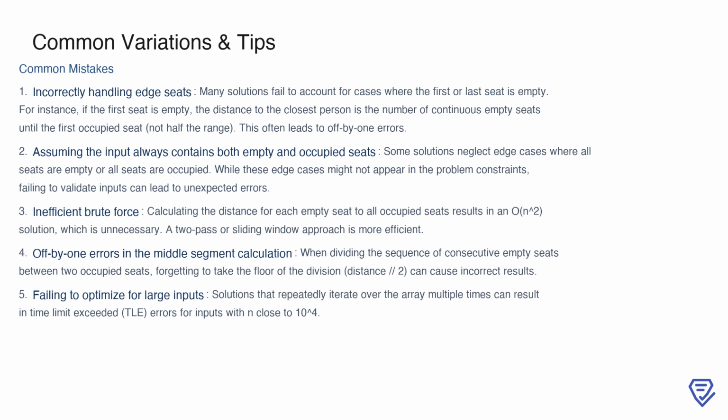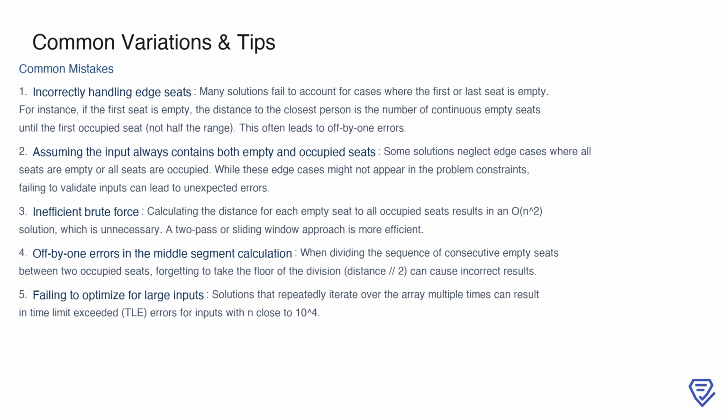Another mistake is assuming that the input will always have both empty and occupied seats. While the problem constraints might prevent this, failing to validate edge cases like all seats being empty or all being occupied can lead to unexpected errors in your solution.